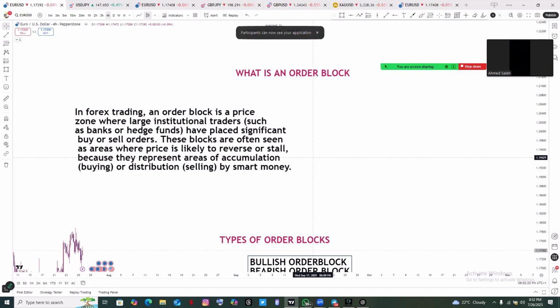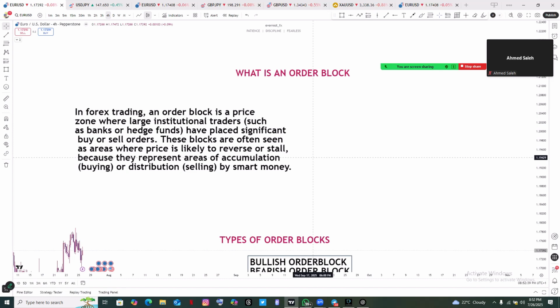Today, we are going to be talking about order block. This is a continuation of our last class. Now, the question here is what is an order block?